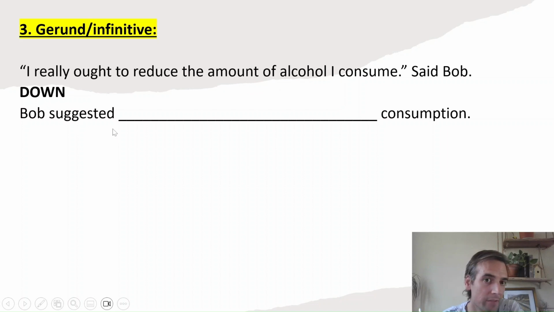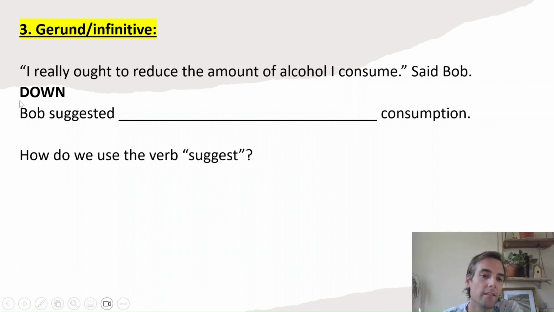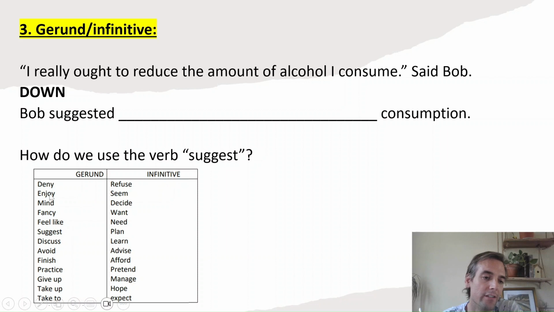He suggested something. In English, when it's a thing, we use the gerund, don't we? So we need a gerund with down, that means reduce. The phrasal verb that means reduce, as in reduce the quantity of something, is to cut down. With suggest, this is going to be ing. Bob suggested, and we can see all the different verbs here, and we can see suggest is with the gerund. These are some of the most common ones you'll need for C1. If you're familiar with all of these, you should be okay.